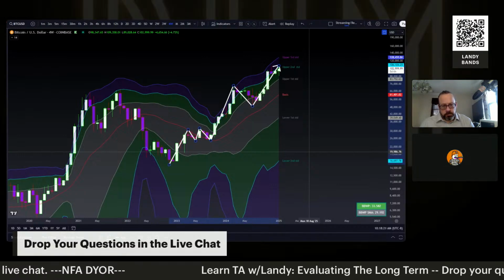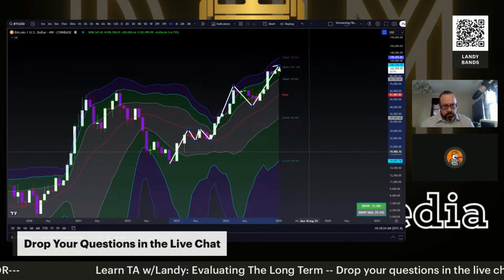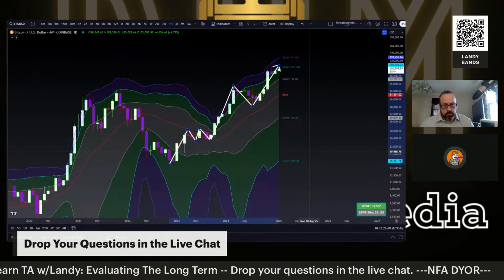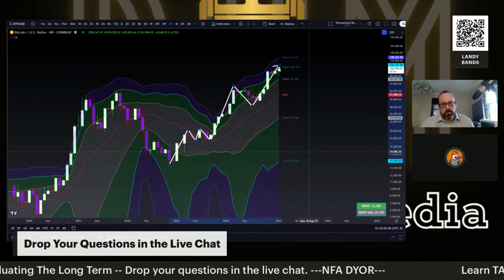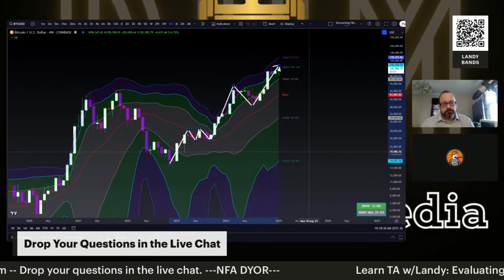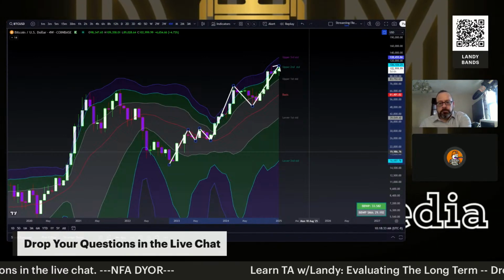So it doesn't matter to me right now if the daily is in a downtrend. We are going to look at the daily because there is a potential trend reversal set up to the downside, but it may not come to fruition, right?